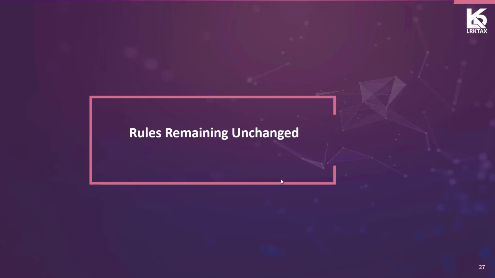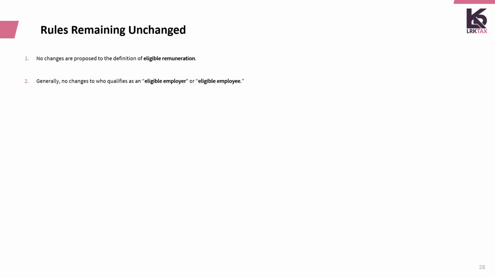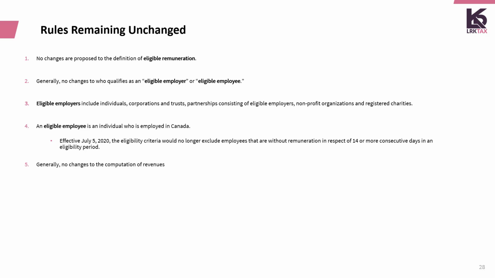So before we get to the examples, just really want to briefly touch upon the rules that remain unchanged in case there was any uncertainty. So no significant changes to eligible remuneration, eligible employer, eligible employee, and generally no changes to the computation of revenues. So there you have it, the top 10 things every employer needs to know about the new CEWS subsidy. We're going to do a part 2 where we outline some real life examples and also show how to use our new calculator.